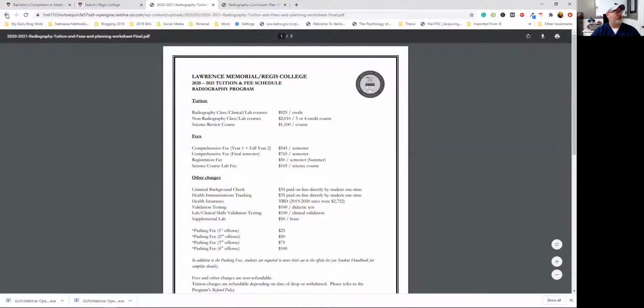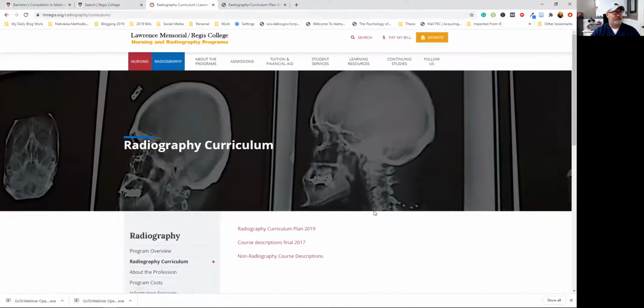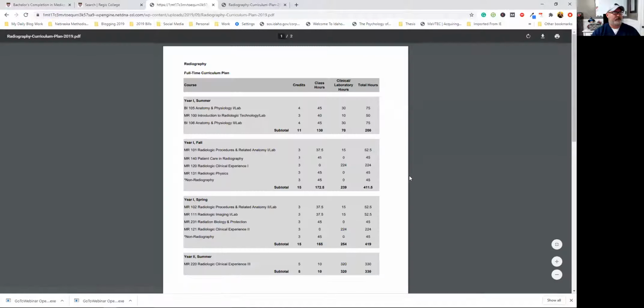So I think I'll go back a page. And we'll go into the program overview, which just says we have an X-ray school and we're awesome. And that's pretty much it. Go into the curriculum and let's look at their most recent plan.